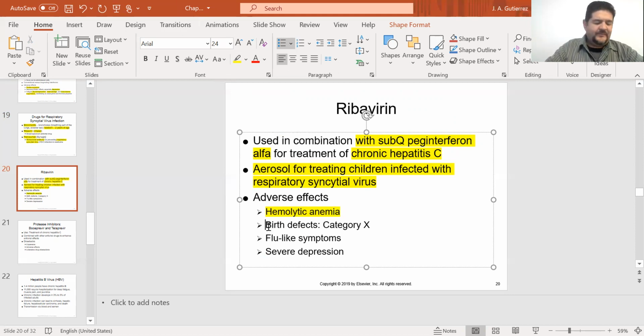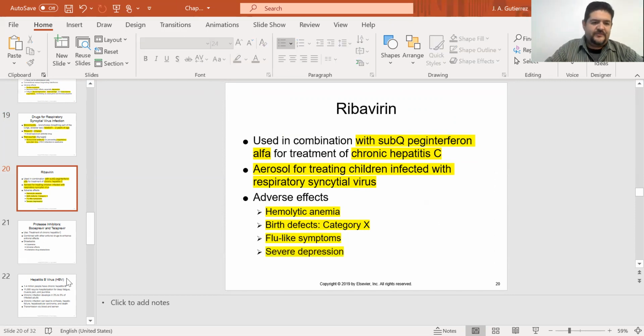This medication, ribavirin, is not advised for pregnant patients. Category X is going to cause severe mutations, severe teratogenic changes on the baby and the fetus. On regular patients, they may have flu-like symptoms. Again, they're going to feel weak, without energy, maybe a sore throat. And just like all the other antivirals that we have mentioned so far, they can cause depression.